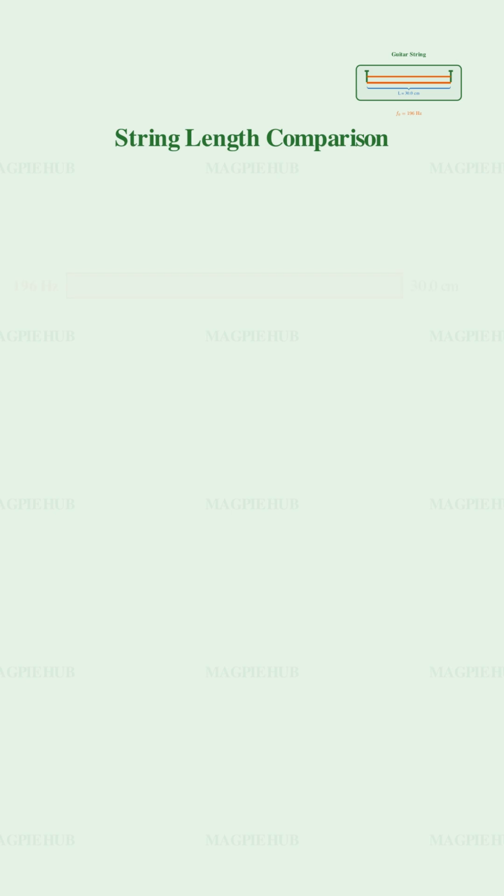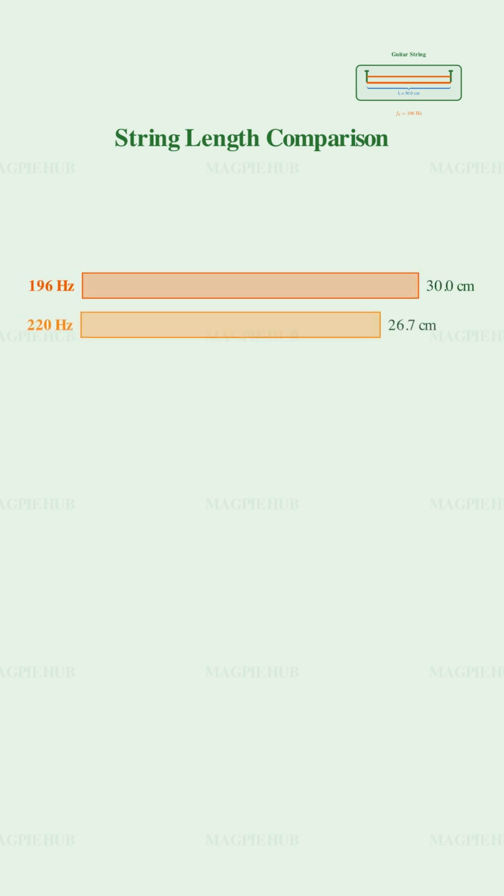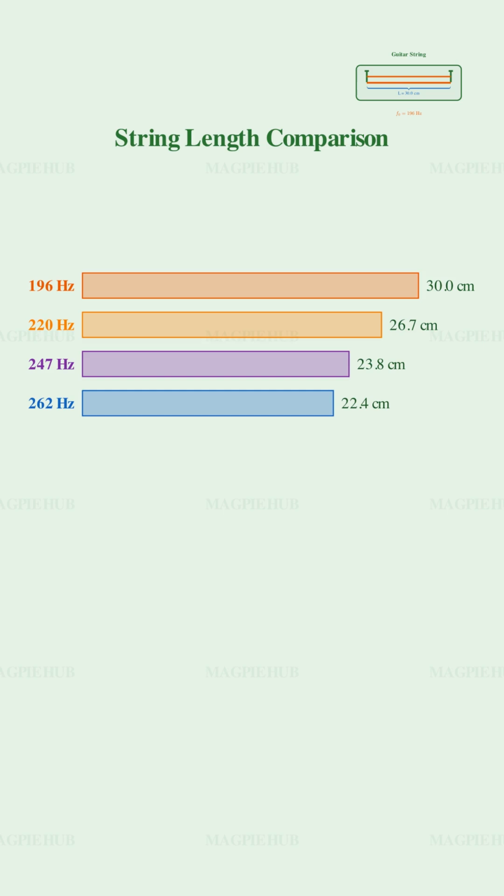Here is a visual comparison. The orange bar is the full 30 cm string at 196 Hz. Each shorter bar shows where the finger must go for the higher note. Notice how higher frequency means shorter vibrating length.